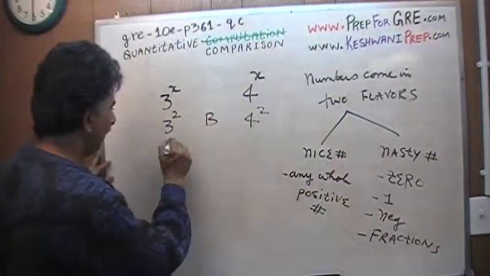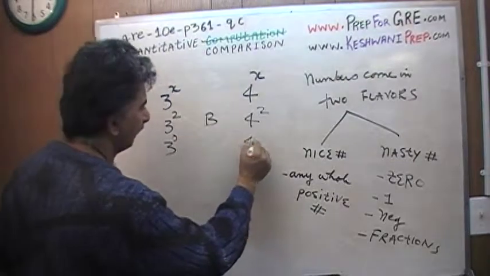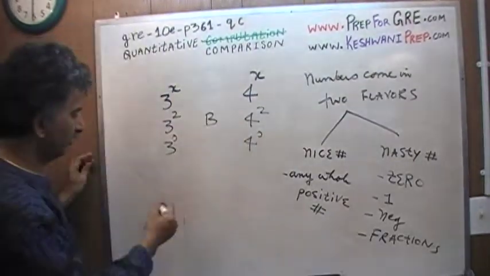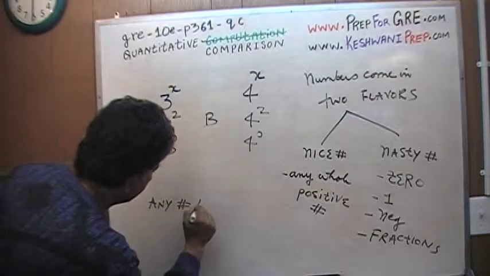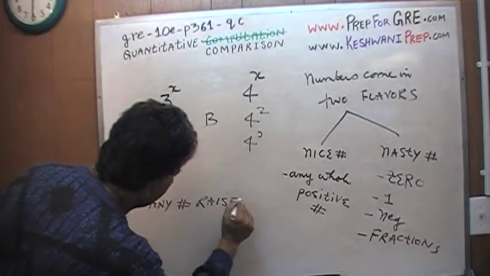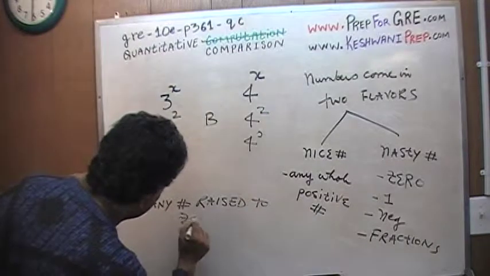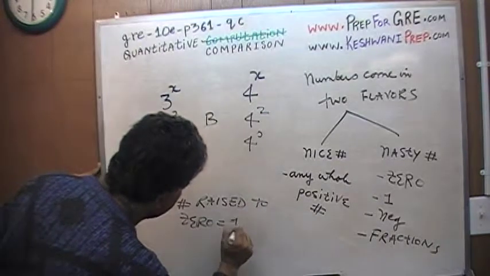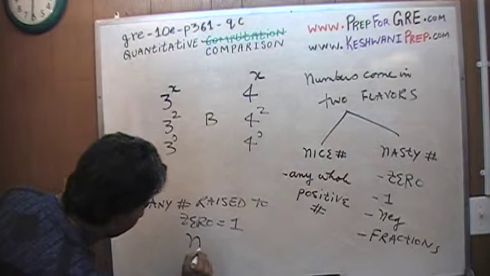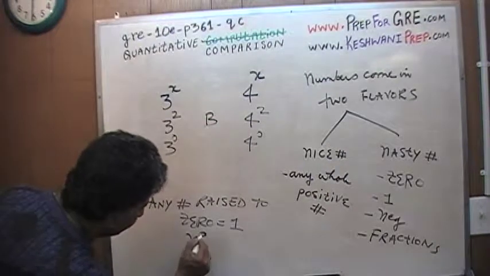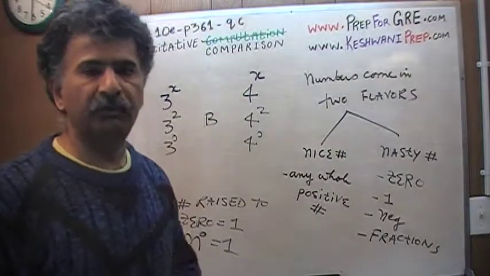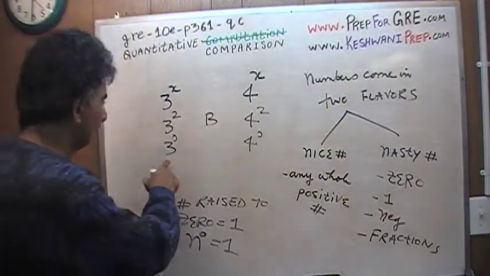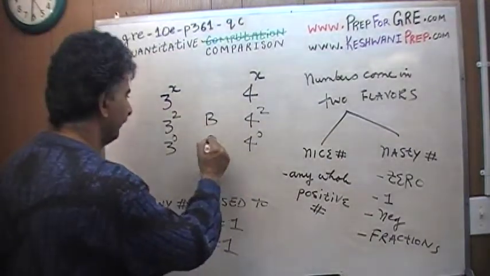For example, how much is 3 to the 0 versus 4 to the 0? And this is something that you have to know. You have to know that any number raised to 0 equals 1. If you have any number n, n raised to 0 equals 1. Doesn't matter what that number is. Any number raised to a power of 0 equals 1. So this equals 1, that equals 1, therefore the answer is C now.